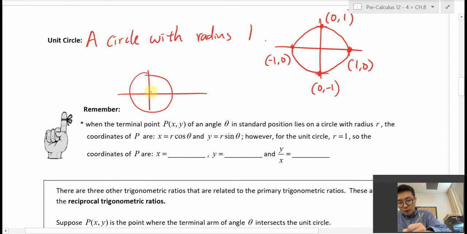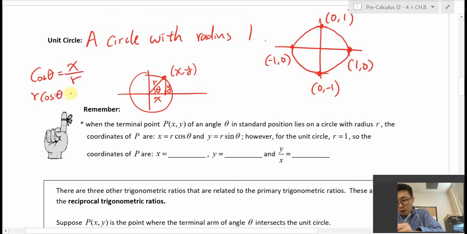Let's say here's the circle with radius r, and this point is (x, y). Here's angle theta, so this is x, and that's y. So we can say cosine theta is equal to adjacent over hypotenuse, so x over r. You can solve for x by multiplying both sides by r, so you get r cosine theta equals x. That's how you get that. Similarly for y, y is equal to r sine theta.